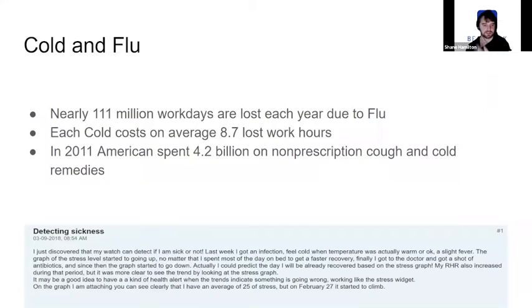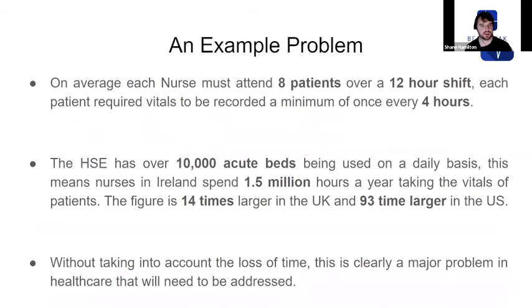And then the bottom is from a random forum, showing some guy who was able to predict his becoming sick using his Fitbit. So yeah, let's go into a more tangible example of something that's actually been used as a business. On average, these numbers are based on Ireland.